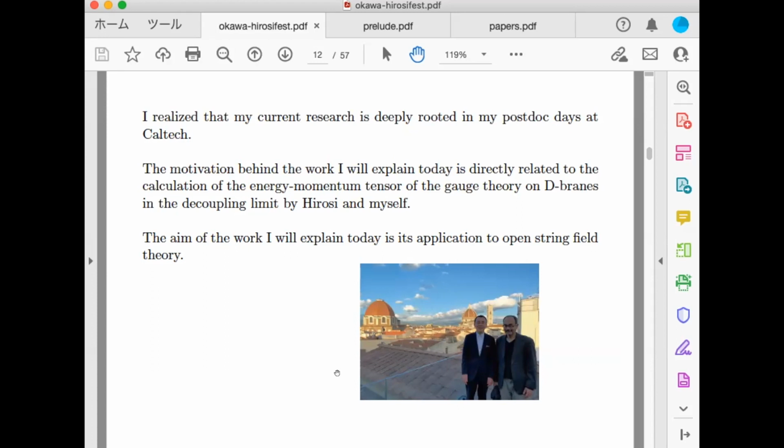This photo is more recent, I think it's about 3 years ago. We enjoyed a nice meeting in Florence. Then I took a photo of my two pictures, which I admire.